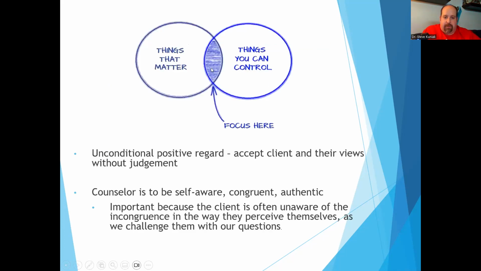things that matter, things that you can control, focus in the in between.